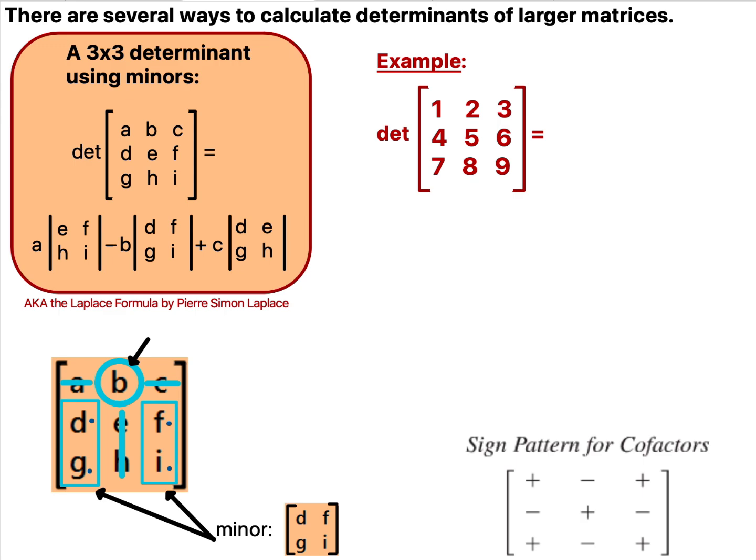So here's my example. I just made a big string of numbers. So we are going to find the determinant. Again, it's not as simple as this times this minus this times this because there's too many numbers. So we're going to just use the top row. And so we know that this is going to be a positive 1 times the determinant of 5, 6, 8, 9.